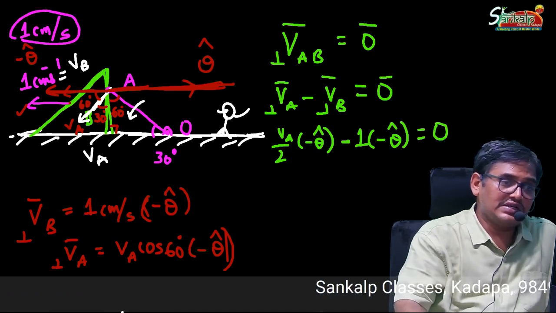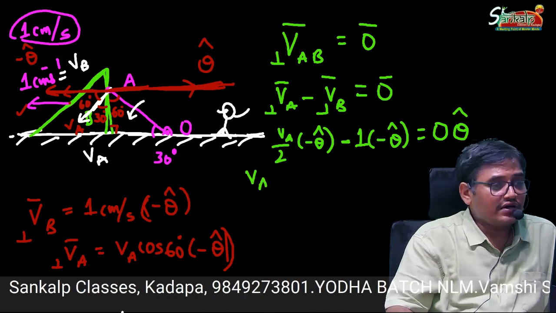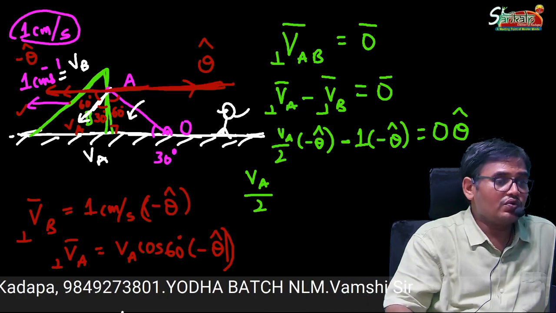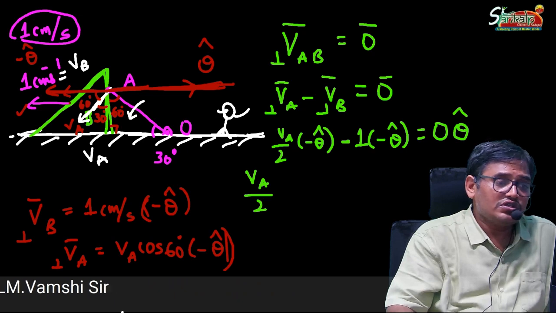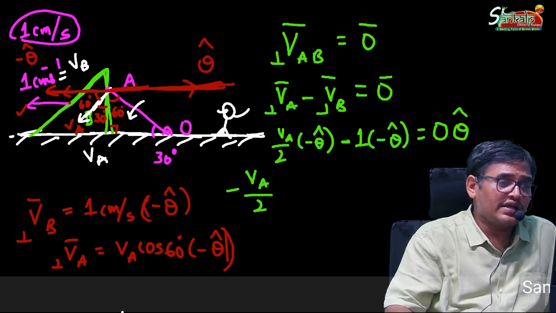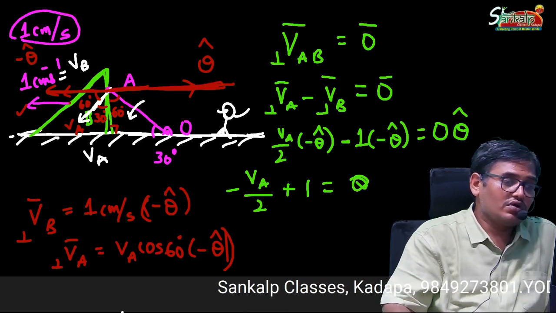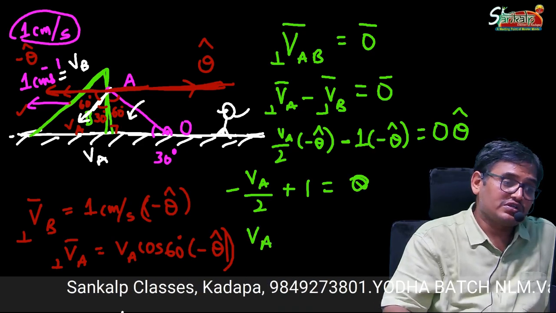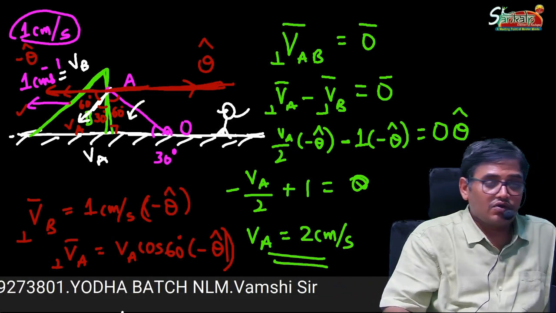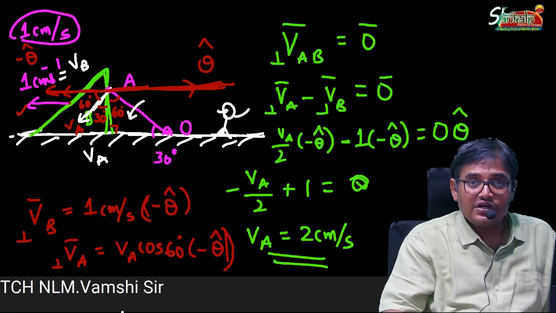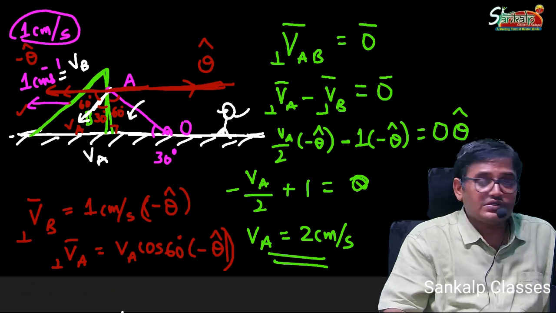How can we take a null vector? We can take it in any direction, arbitrary. So what are you going to get here? VA by 2 theta cap, you equate the theta cap coefficients. Minus VA by 2 plus 1 is equal to 0. I am equating the theta cap coefficients. So VA is equal to 2 centimeter per second. Got the point, my dear children, all of you? Is it clear or not? Very simple, na? Yes? Clear.